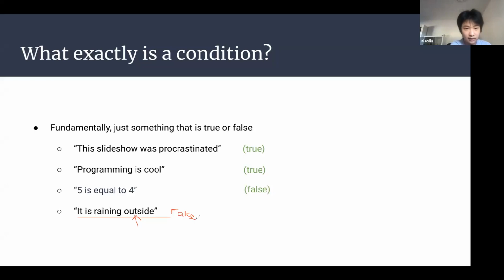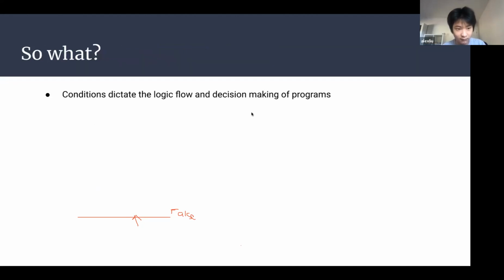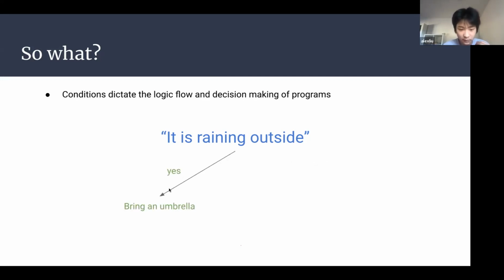But in programming, a lot of your conditions aren't always going to be true or false. Depending on the state of things, your program is going to do different things depending on these conditions. Like I said, conditions dictate the logic flow and decision-making of programs. For example, if it's raining outside, then you probably want to bring an umbrella. And if it's not raining outside, then there'd be no need to bring an umbrella. So this is the point of a condition.